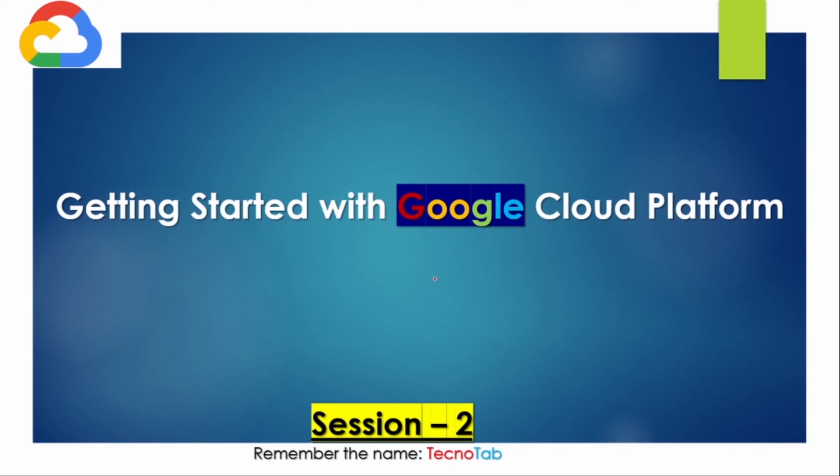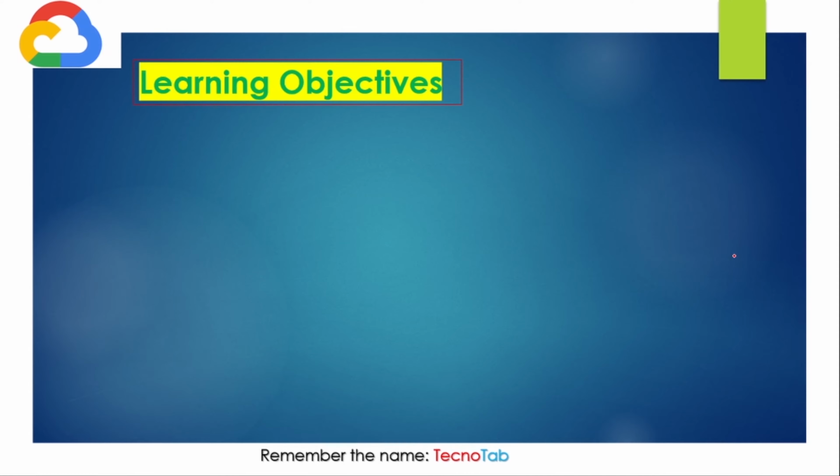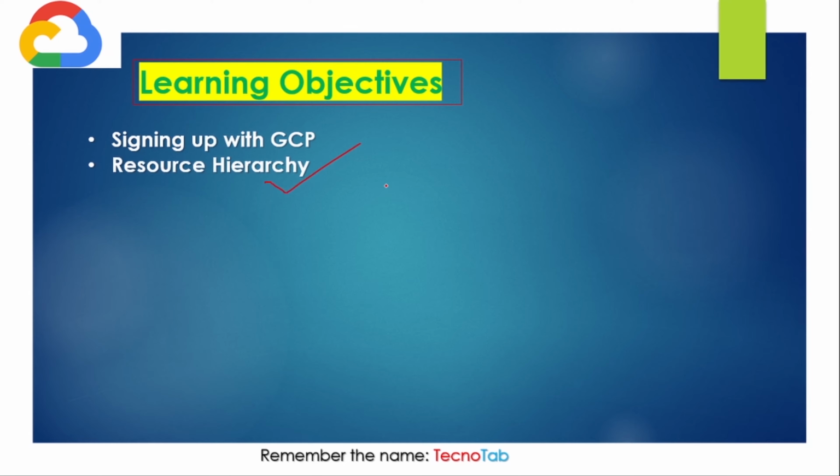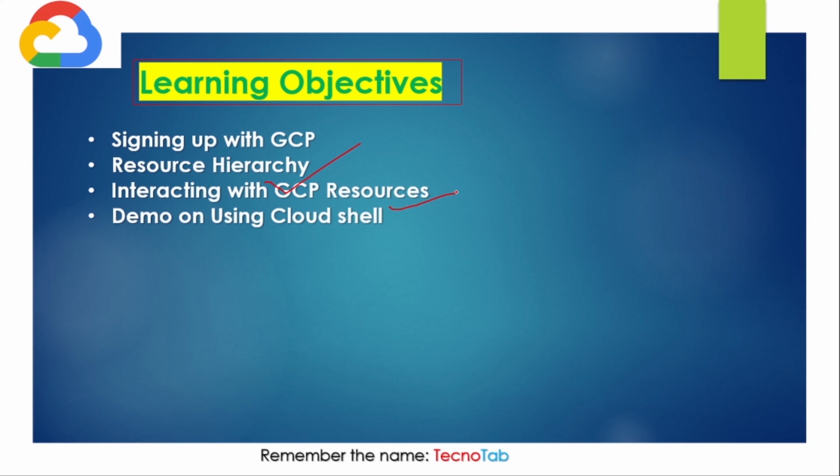This is the second session, and we will learn about getting started with Google Cloud Platform. As part of this video, we have a total of 4 learning objectives. The first one is we will look into how to sign up for Google Cloud Platform, and for that you will require a credit card, just for verification purposes. The next thing is we will learn about resource hierarchy, how GCP manages the resources and their projects. The next thing we will look into is how we interact with the Google Cloud Platform resources. And finally, we will have a demo on using Cloud Shell in Google Cloud Platform.